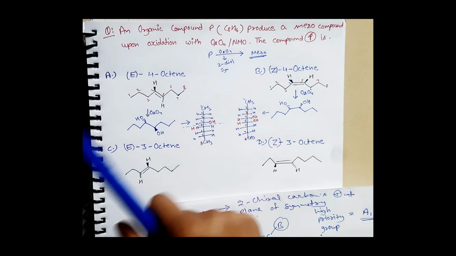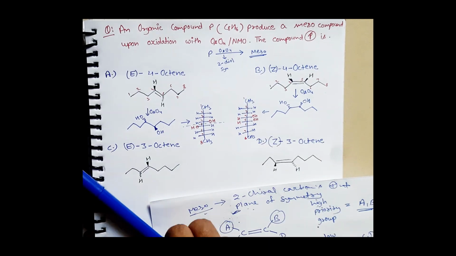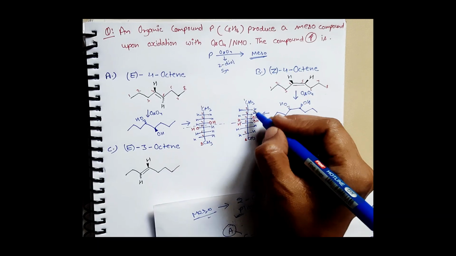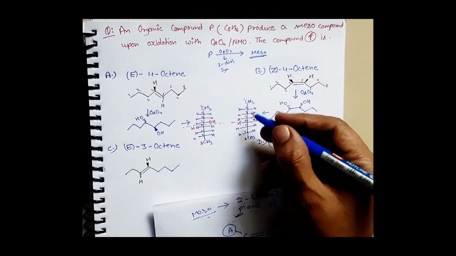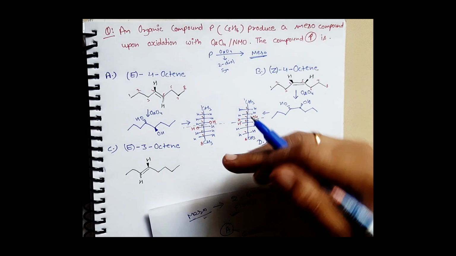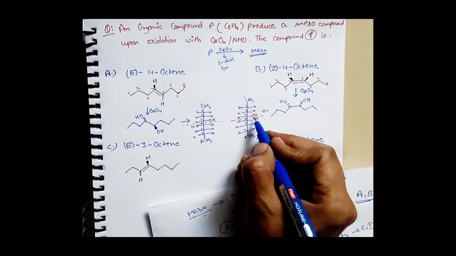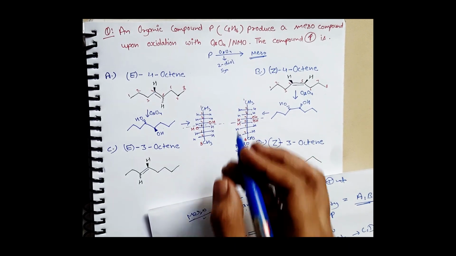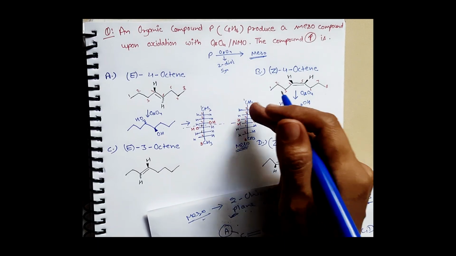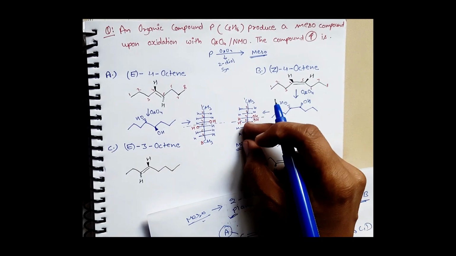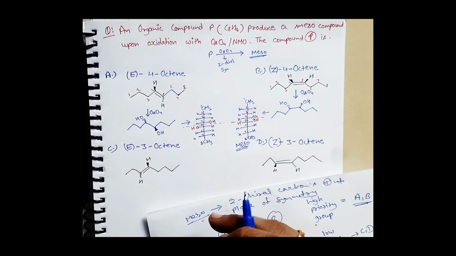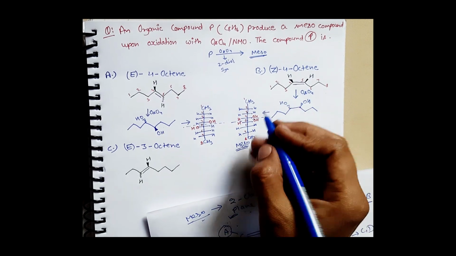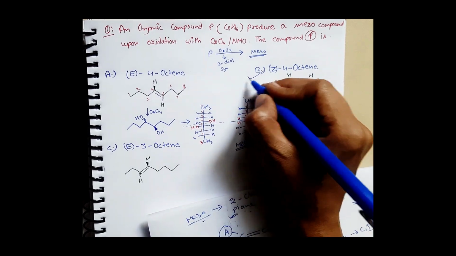If we apply a mirror plane, this part is superimposable on this part, so this is a meso compound. This is a meso compound because this part is superimposable on the lower part. And here we saw a plane of symmetry is also present, so our option B is correct. Thank you.